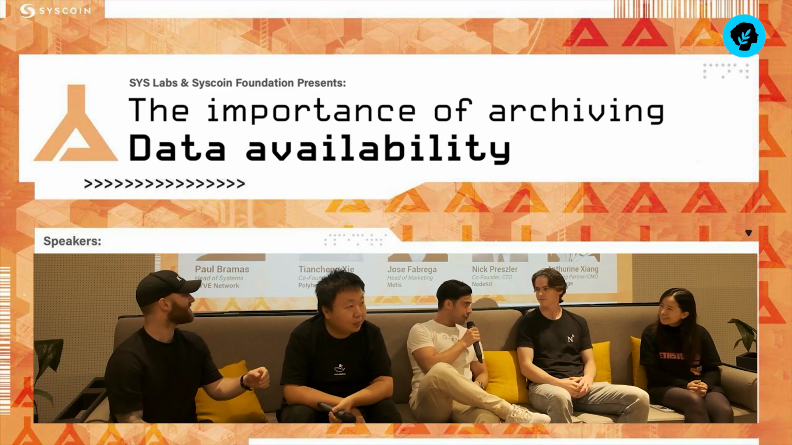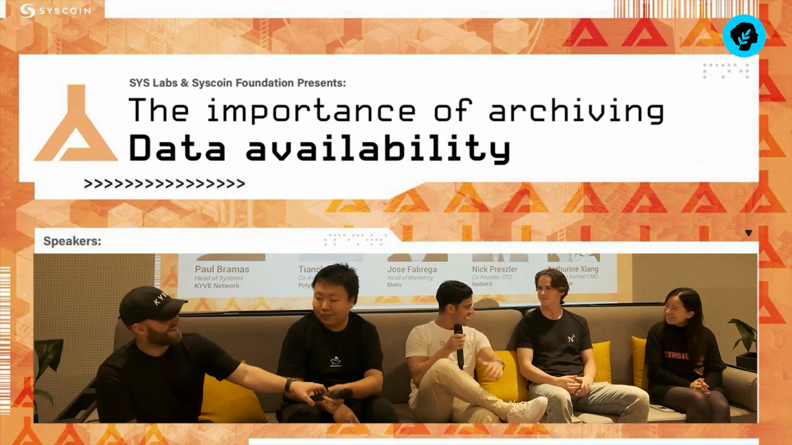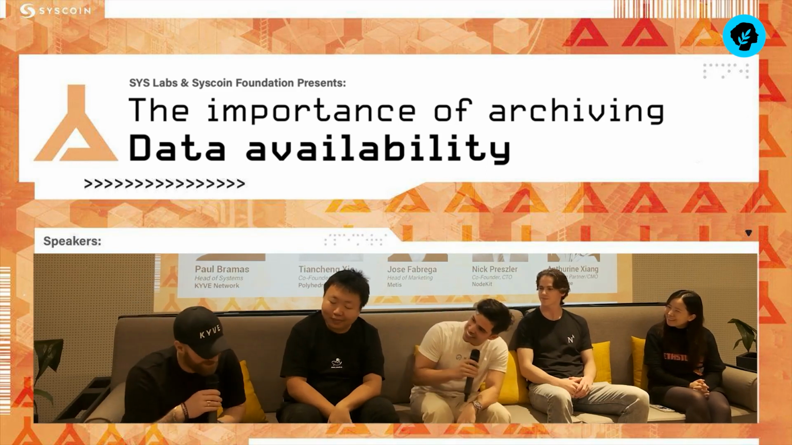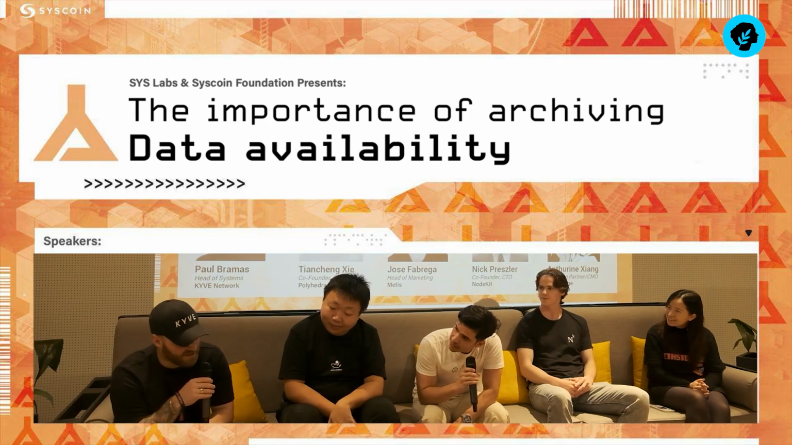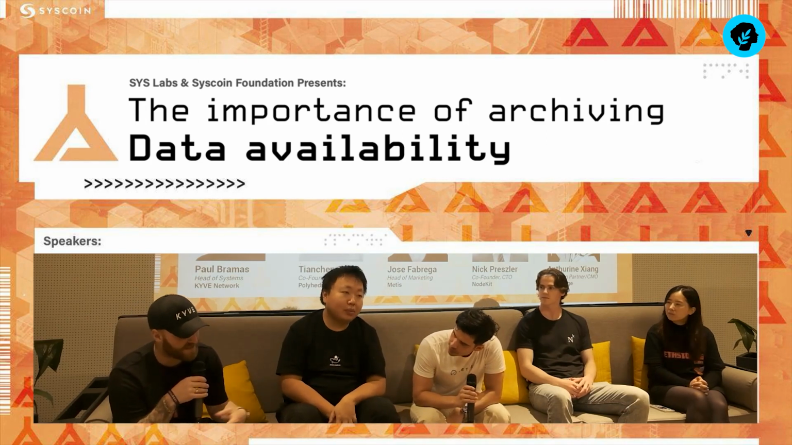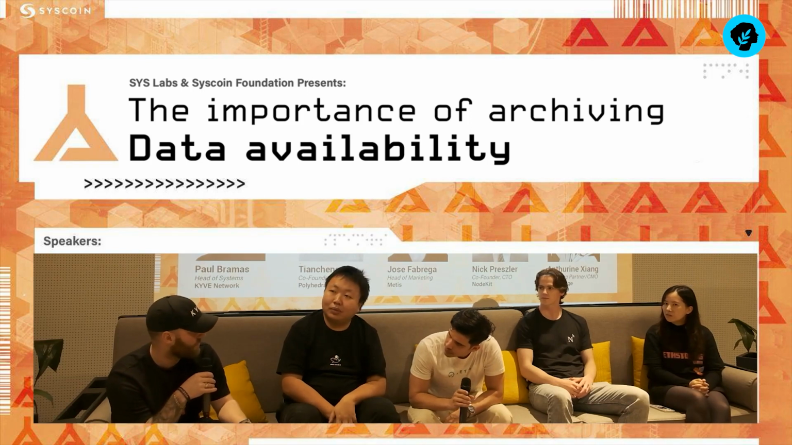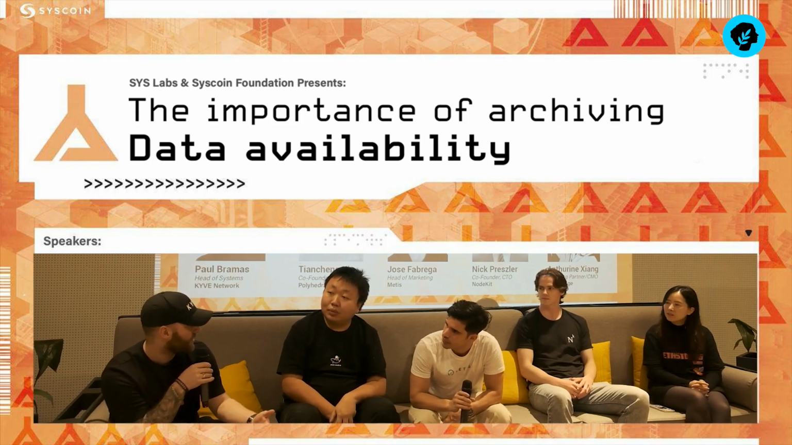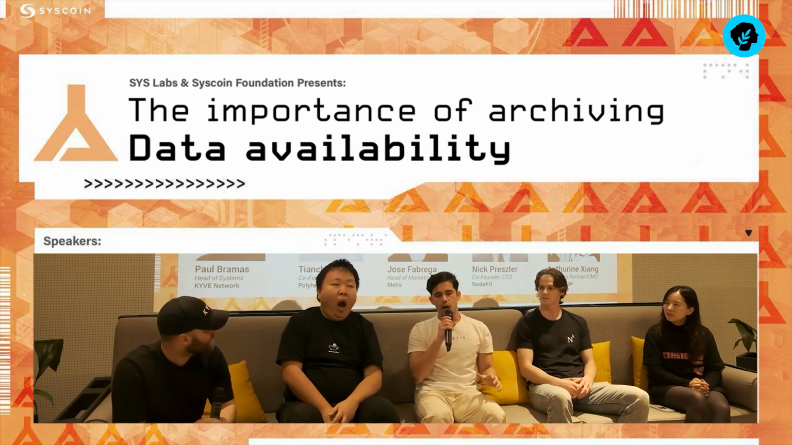I will need to hear the question again, by the way. I will go again for the question. Why is data availability critical for the blockchain ecosystem, and how does it impact the integrity of a network? We are talking about layer 1, layer 2 mainly. So why is it important?